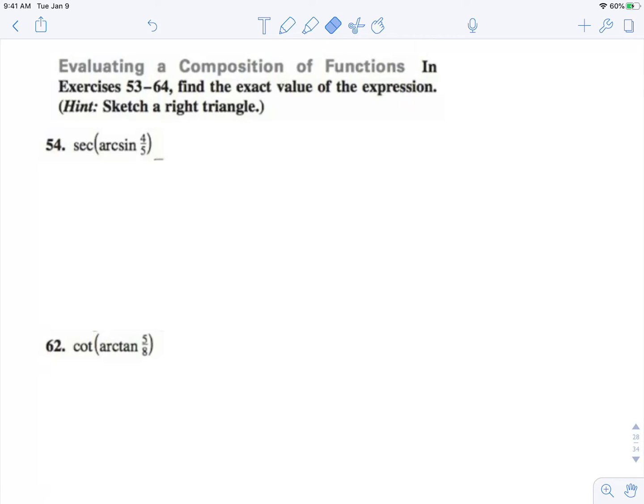Find the exact value of the expression. Hint, sketch a right triangle. So for this one, we're finding secant of arc sine of 4/5. Remember, arc sine is only going to exist from negative pi over 2 to pi over 2. But since sine is positive here, we know our angle is going to fall in this quadrant.